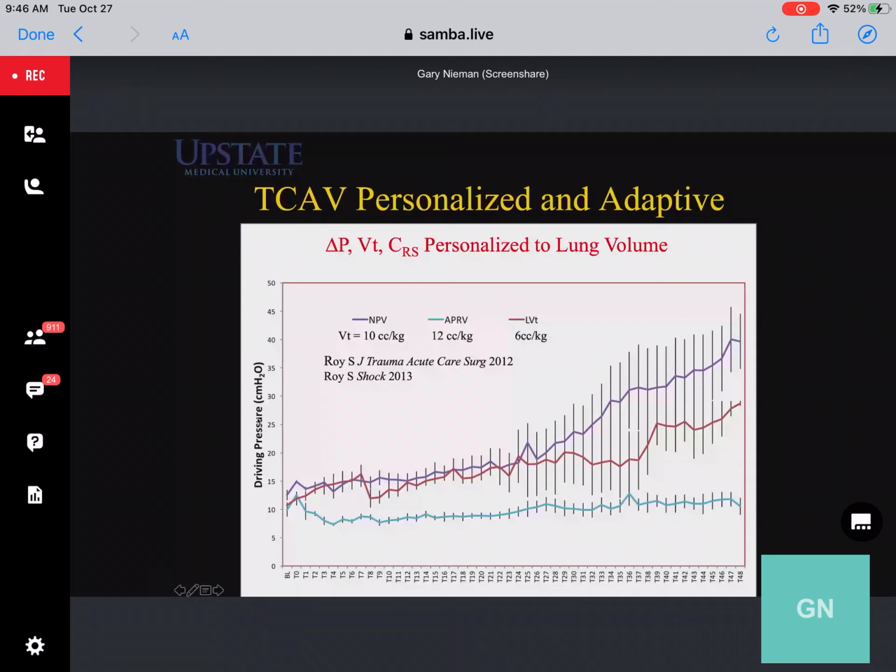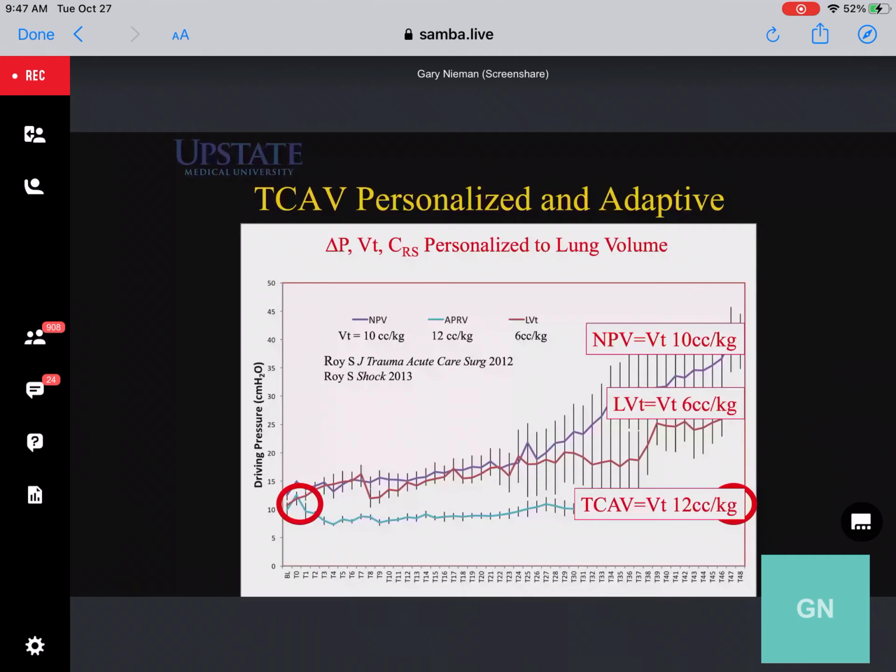You can see that they all start out around the same driving pressure of around 10. But over the 48 hours in the TCAV group, the driving pressure never goes up, as compared to the non-protective group where the driving pressure is almost 40, and the low tidal volume group where the driving pressure is 30. And yet with these high driving pressures, we had a tidal volume of 10, a tidal volume of 6, and a tidal volume of 12. So again, these much lower tidal volumes do not equate to lower driving pressures.